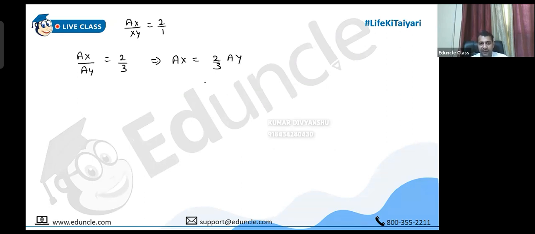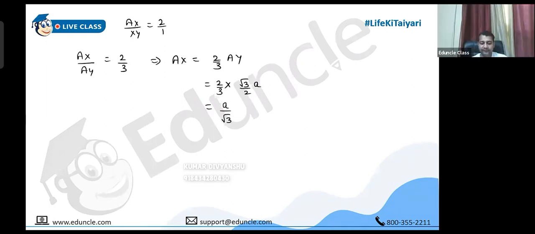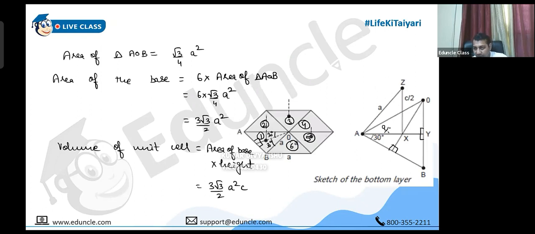Please check. And what is AY? What is the altitude in an equilateral triangle with side A? Anyone? Root 3 by 2 A. So AX is A by root 3. Is it clear to all? Please check. Yes, sir. Now, coming back to the diagram, we have calculated this AX.